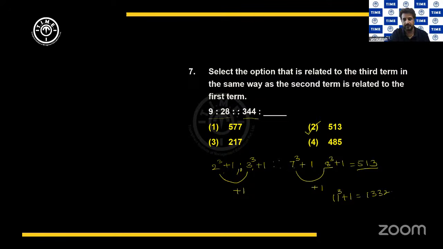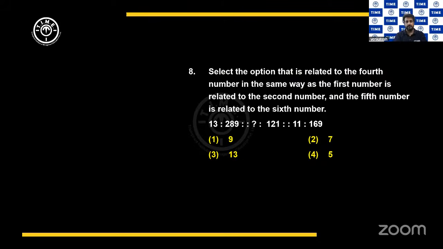Right. Let's see the next question. Right. So three-term analogy. In recent exams, this has become popular. A three-term analogy. 13 is to 289 proportion dash is to 121 proportion 11 is to 169. By looking at these numbers 289, 169 and 121, we can say that these numbers are perfect squares. 289 is 17 square, 121 is 11 square, 169 is 13 square.